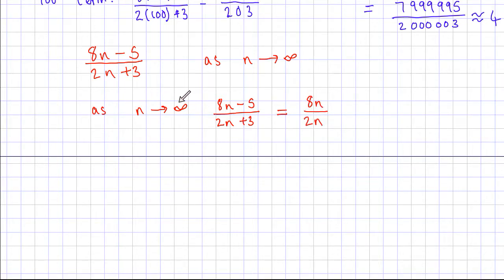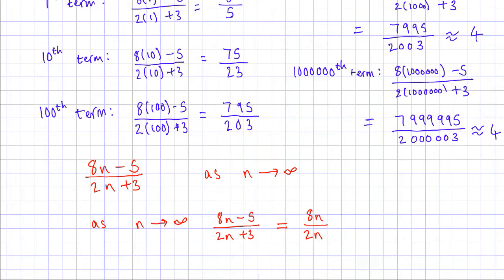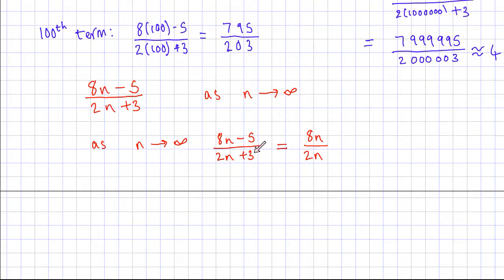Because as n goes to infinity, this minus 5 and this plus 3 become less and less important, like we saw here. So here this minus 5 and the plus 3 was a little bit important, but there it became less important because I'm even more closer to 8 million here than I was to 8,000 there, and I'm even more closer to 2 million here than I was to 2,000 here. So this minus 5 and this plus 3 become negligible. So as n tends to infinity, 8n minus 5 over 2n plus 3 is equal to 8n over 2n, because the minus 5 and plus 3 become negligible.